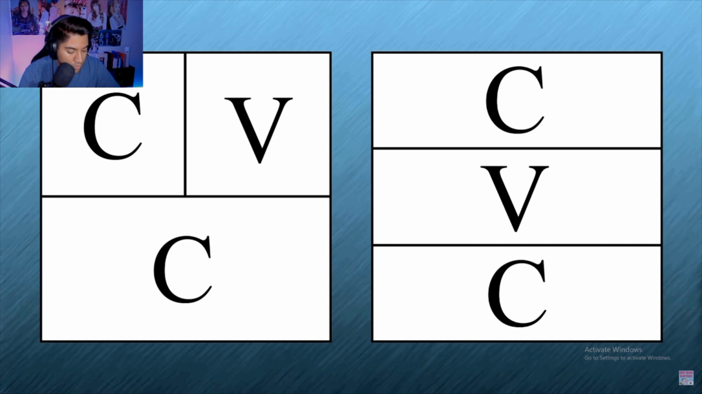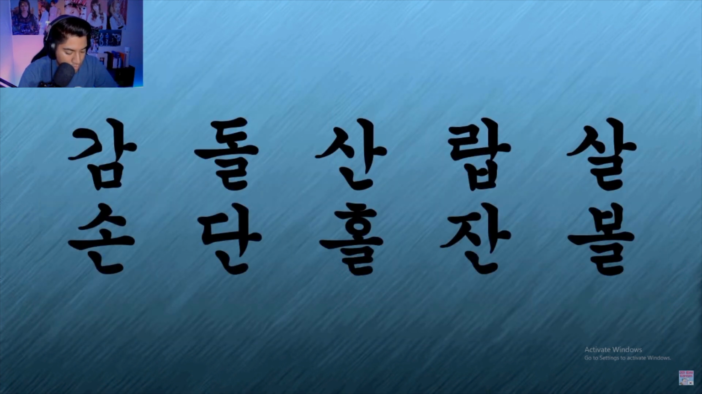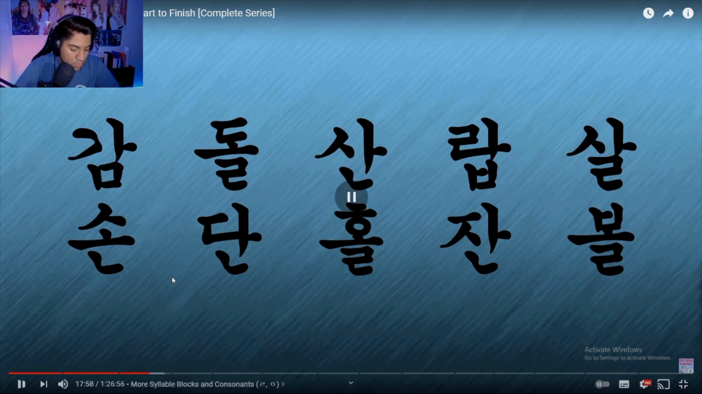Here are a few practice examples using these two new syllable blocks. You can pause the video here. Okay. Ga. Ka. Kam. Is that kam?